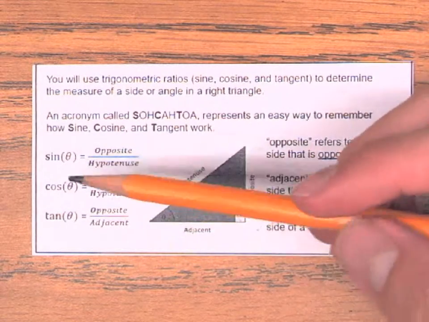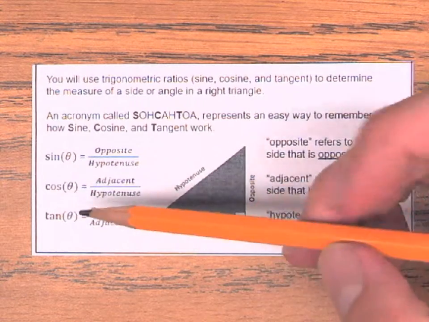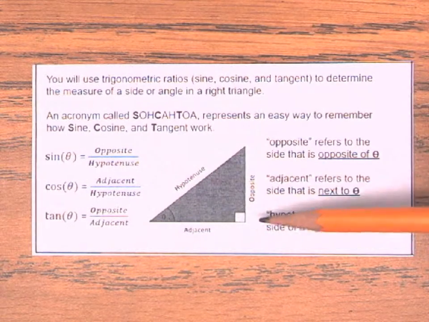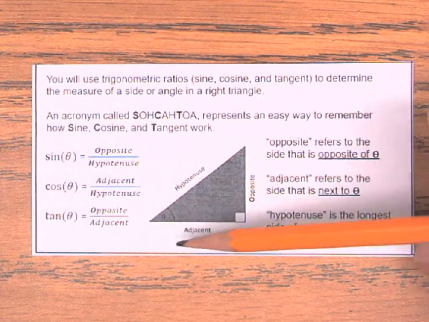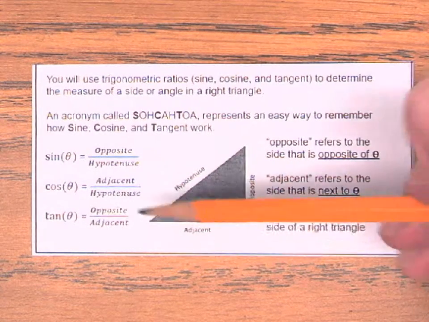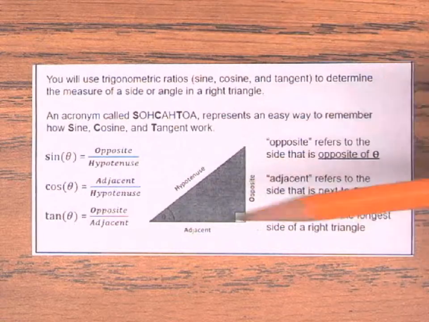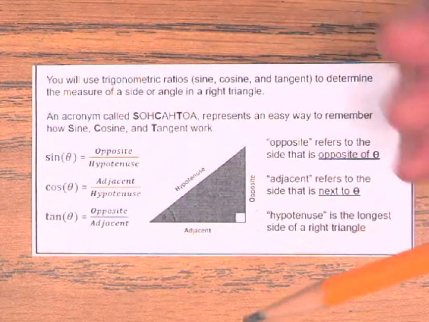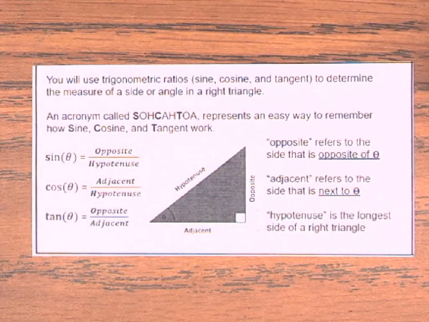For the tangent, which is the first part that we're going to go over, tangent is equal to the side that is opposite of this angle divided by the adjacent side, the side that is next to this angle. This point of reference will depend on which angle you're referring to.